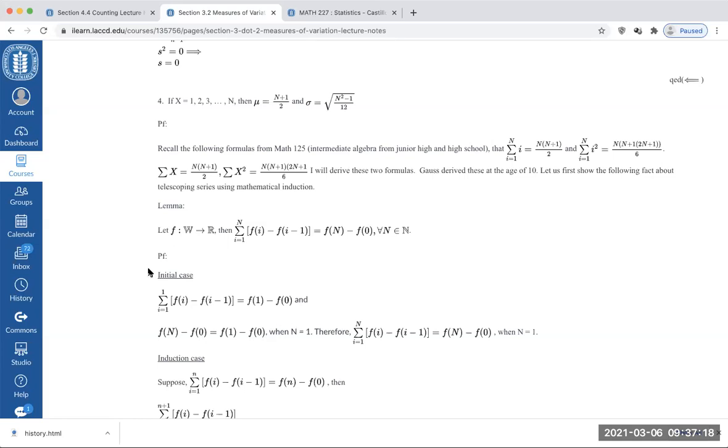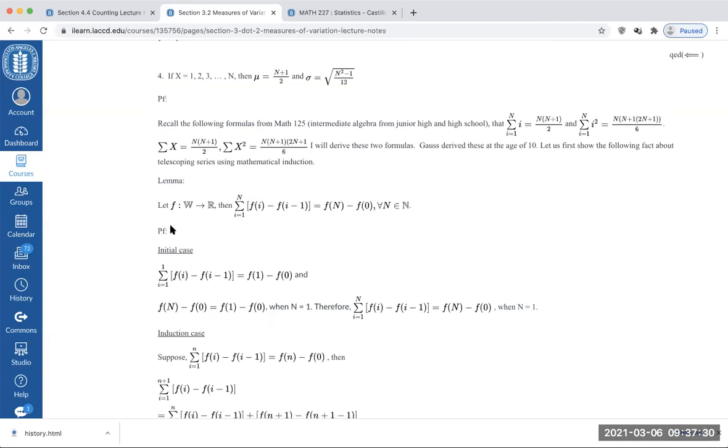Let me do the following. The property that I'm going to first show you is something called a telescoping series. Lemma: let f take whole numbers to real numbers. Then the sum from i equals 1 to n of f at i minus f at i minus 1 is just f of n minus f sub 0, and this is true for all natural numbers n. What this means is if you add up a whole bunch of terms and all the middle terms cancel, then the only things that remain are the first and last terms.